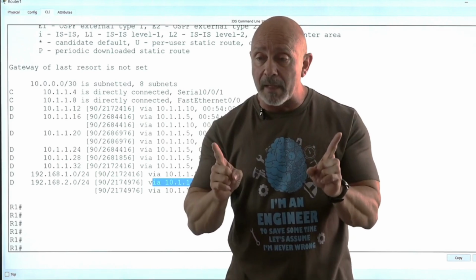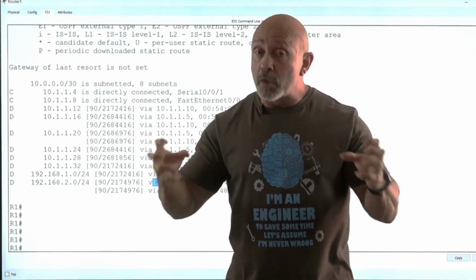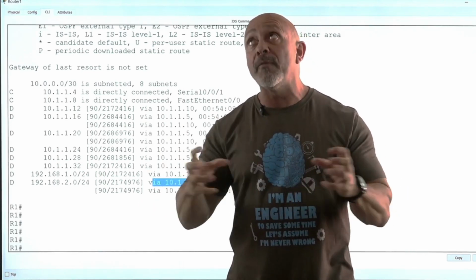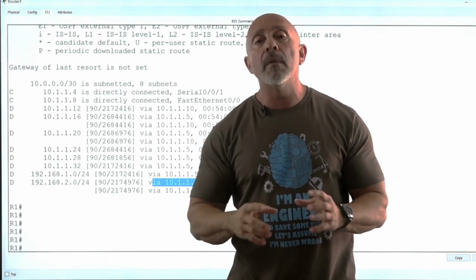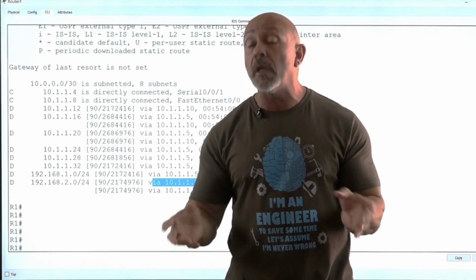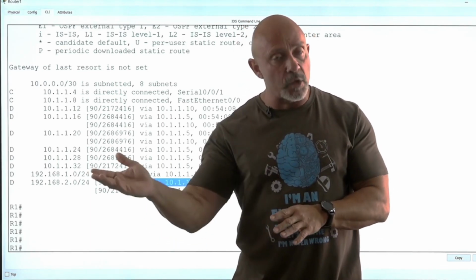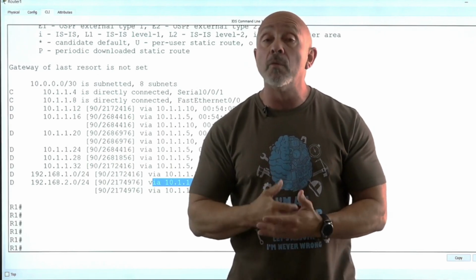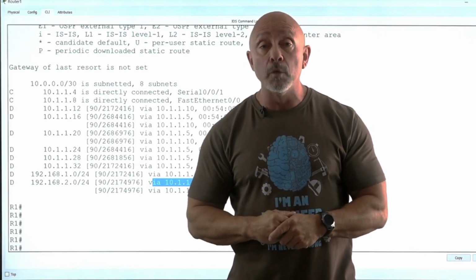Now also keep this in mind. You don't want to have too many feasible successors, because if you have too many feasible successors, and again, this is out of the scope of the CCNA, you could run into a routing loop issue.